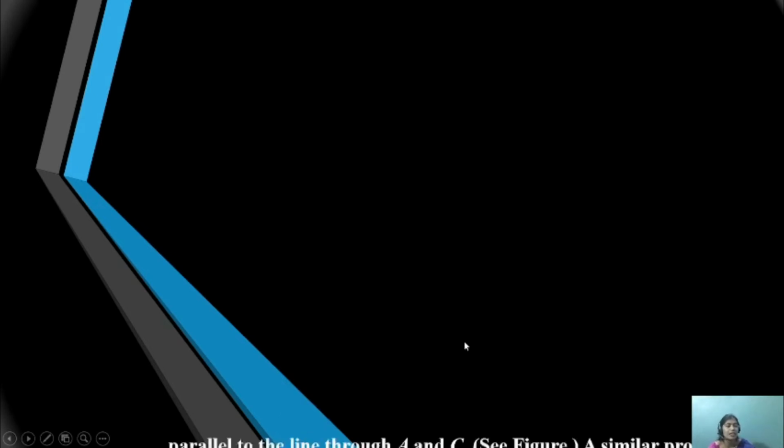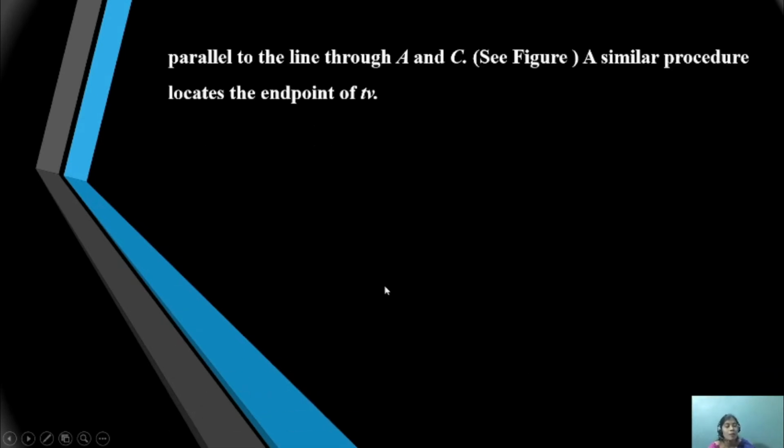Then after that, this will generate a form parallel to the line through A and C. This C line is parallel to the A line. See in the diagram or figure, a similar procedure located at the point T V also gets B parallel to C.